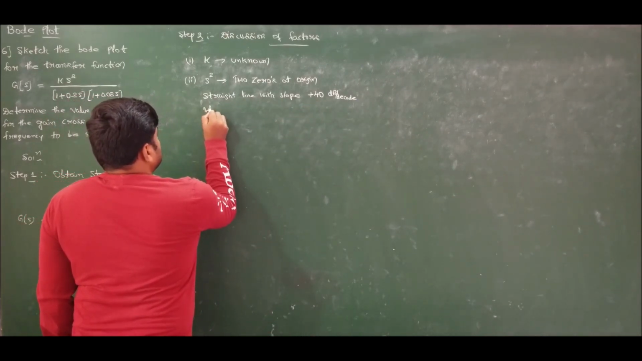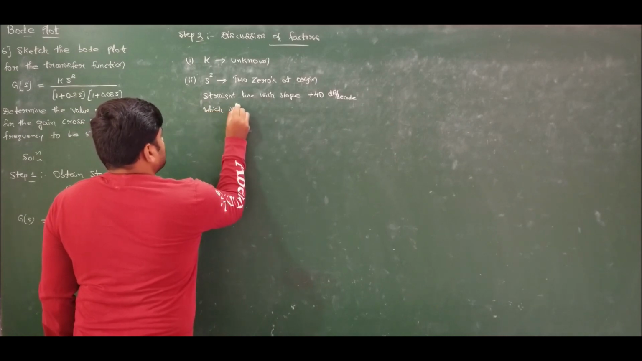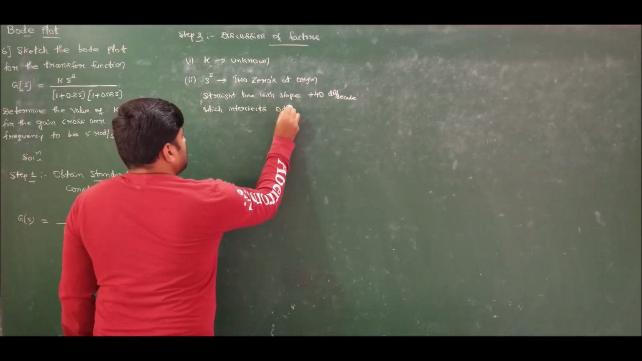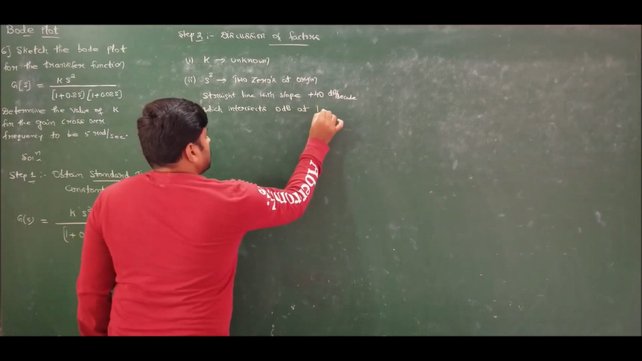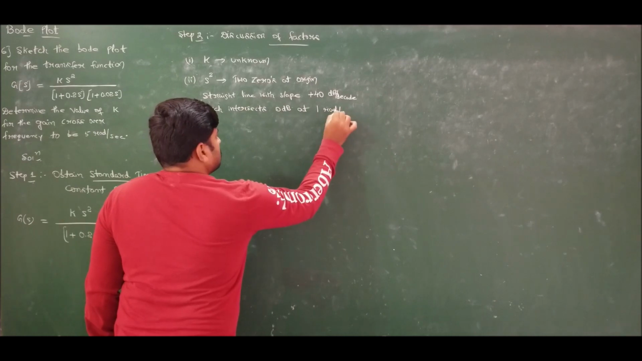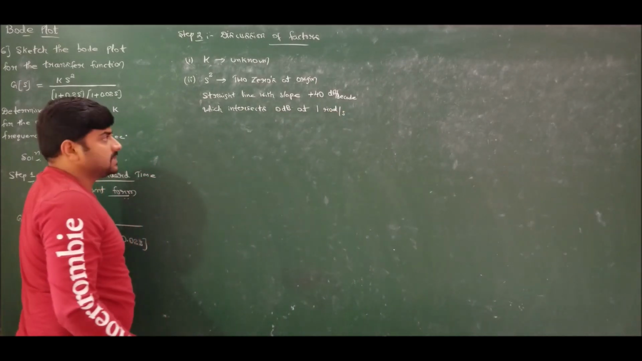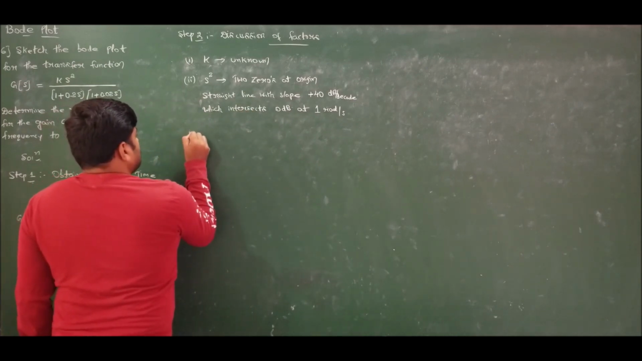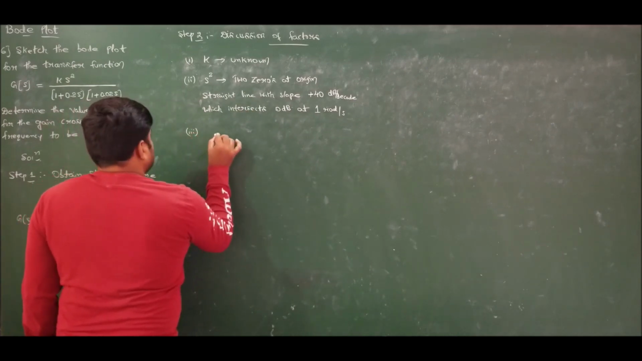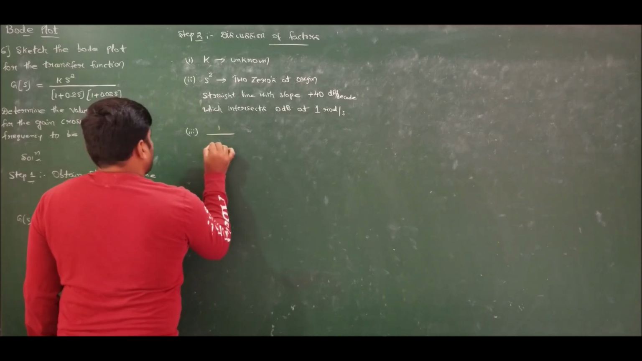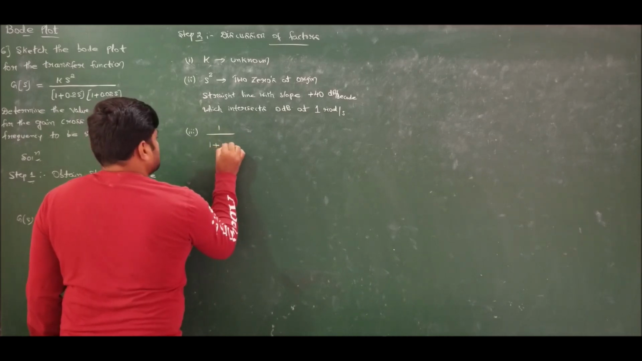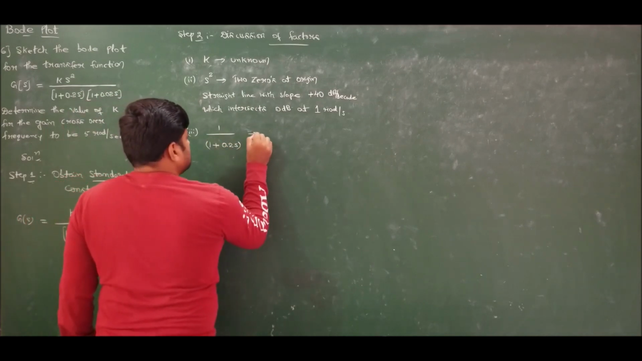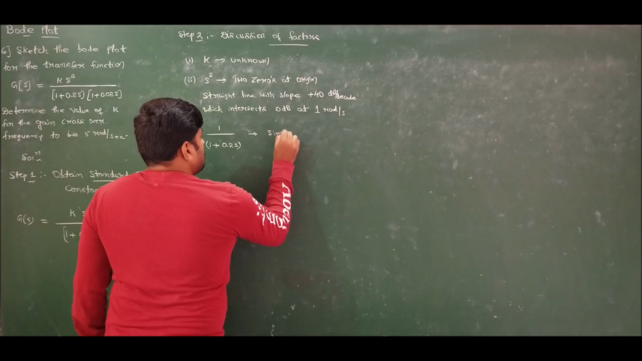which intersects 0 dB at what? 1 radian per second. This you people already know. 0 dB at 1 radian per second. Got it? Next, move to the third one. That is, we have a simple pole, which is 1 divided by 1 plus 0.2s. This is a simple pole.